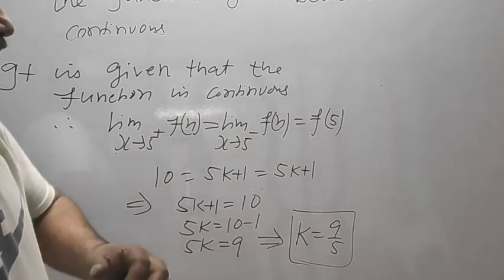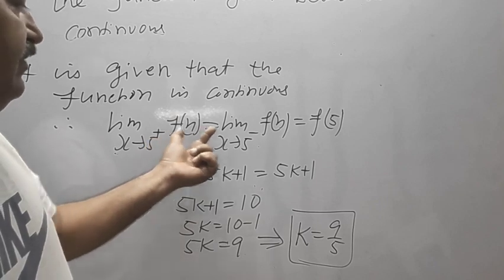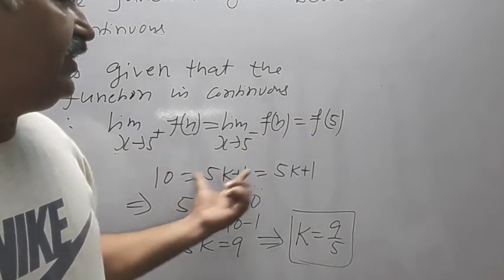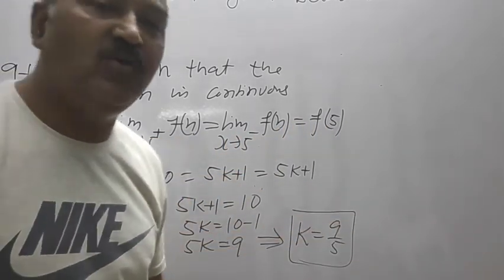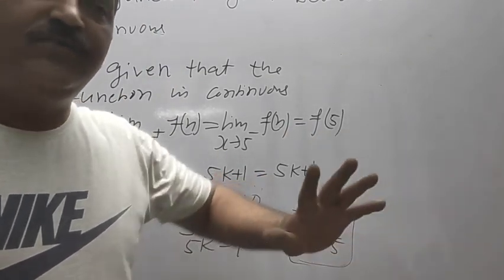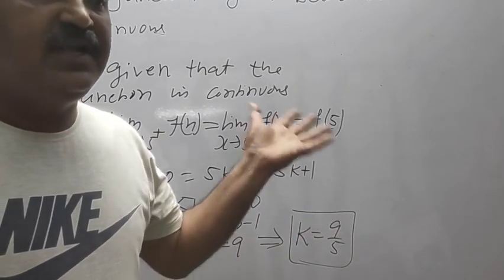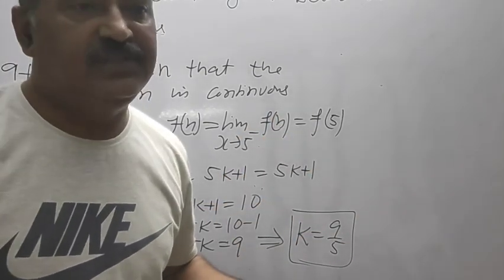So at the end point, we get the value of right limit, left limit, and value of the function, and equating these, we get the value of k. And this is the procedure, this is the method to find the value of any arbitrary constant k such that the function is continuous. That's all.